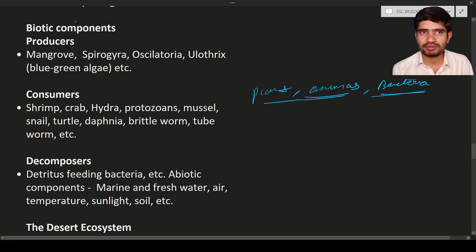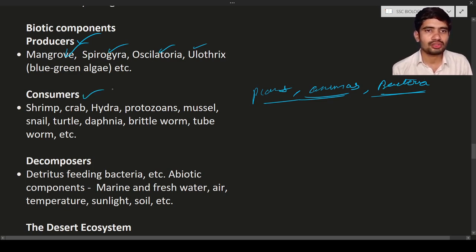In the biotic components, we can see the producers. What are producers? They will produce or prepare the food material. They are known as producers. For example, mangroves produce food materials. Spirogyra is a small green structure that you see in ponds or stagnant water. Next, Oscillatoria, Ulothrix, etc. These are all organisms that produce food material.